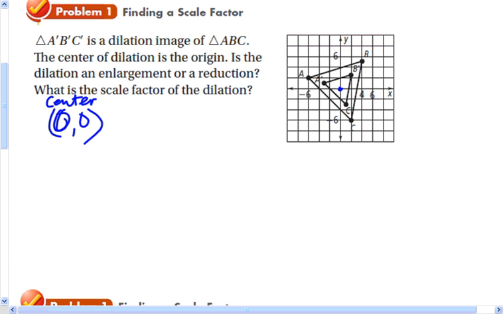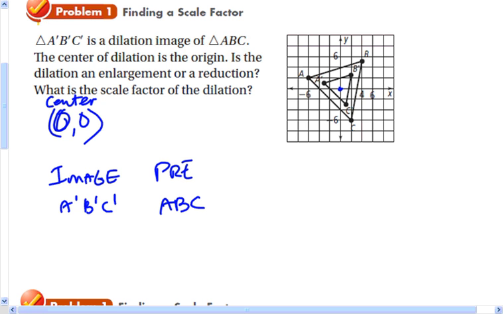Is the dilation an enlargement or a reduction? What is the scale factor? We're going to need to figure that out. We just have to look at our image and our pre-image. Our image is A prime, B prime, C prime. Our pre-image is ABC. Since our pre-image is larger than our image, we are going to say that this is a reduction, and that's because our image is smaller.